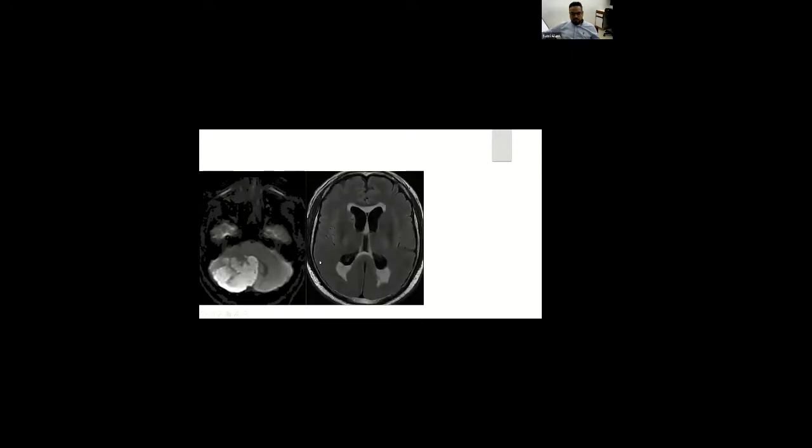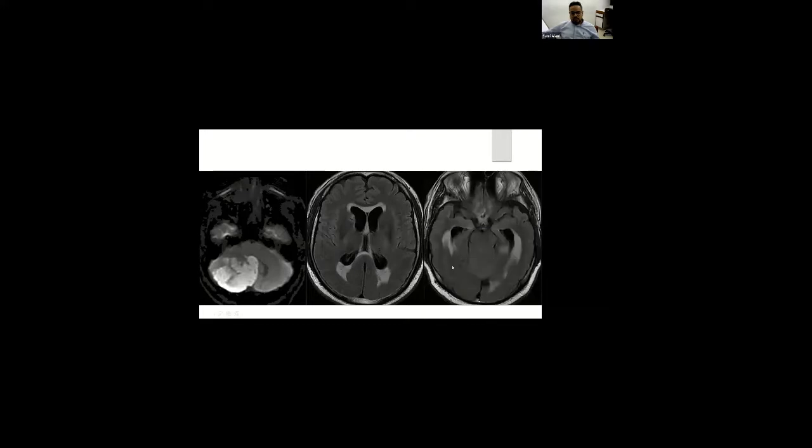So these are the DWI sequences. You can see that there is a large area of hyperintense signal involving the right cerebellar hemisphere. So this is consistent with an acute posterior inferior cerebellar artery infarct. This is causing pressure effect over the fourth ventricle, resulting in prominence of the ventricles, with periventricular interstitial edema, consistent with acute obstructive hydrocephalus.